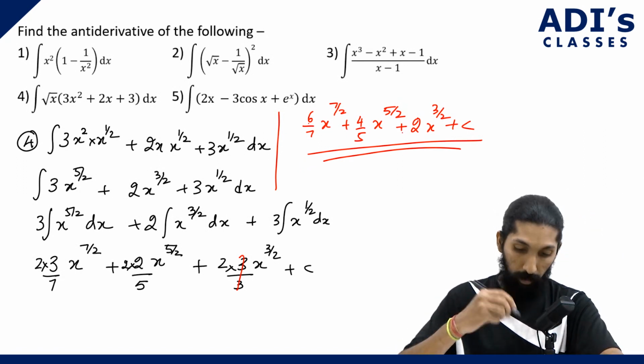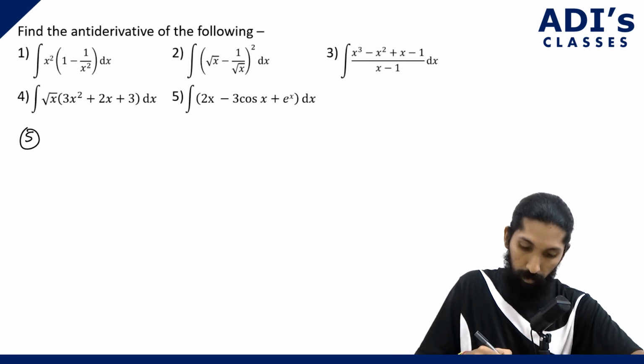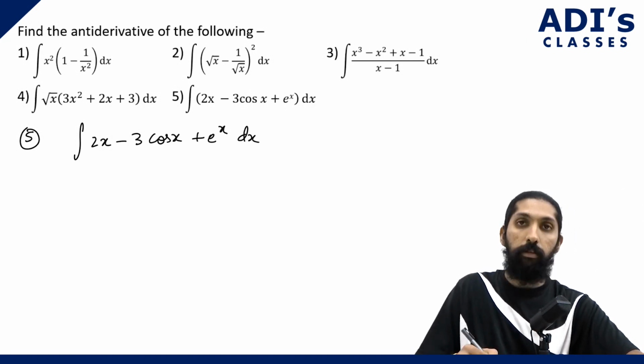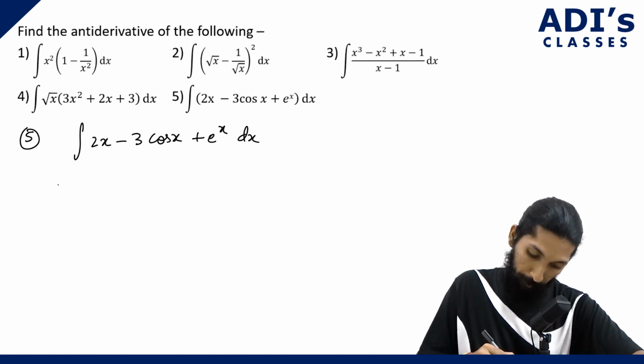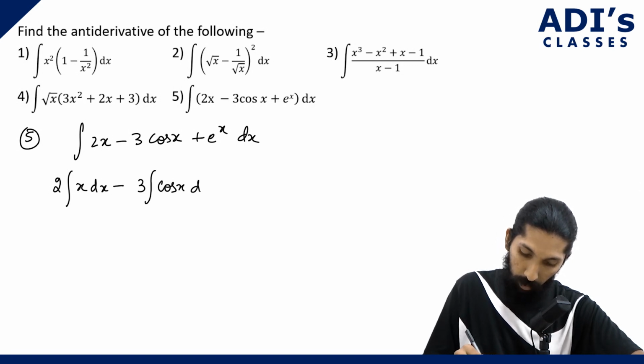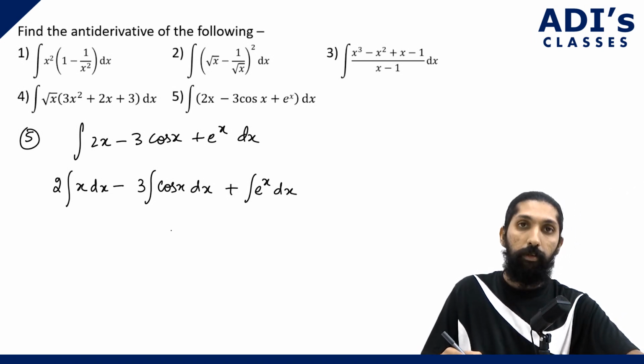Yeah, let's do the fifth one. The fifth one: integration of (2x − 3 cos x + e^x) dx. Split the integral. 2 times integration of x dx, minus 3 times integration of cos x dx, plus integration of e^x dx. Right? Now it's very simple.